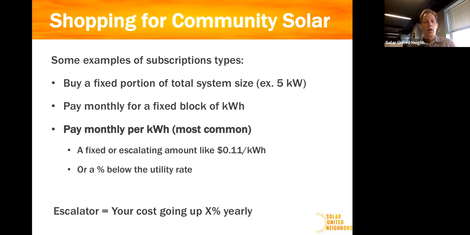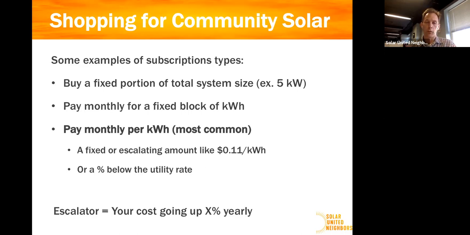And then the last one is paying monthly per kilowatt hour, which seems to be more and more common, and that comes in a couple different forms. One is a price per kilowatt hour. So let's say your utility company charges 12 cents a kilowatt hour, and that means the whole price for all of the different charges that are on the bill. The community solar subscription might be 10 cents or 11 cents. And that rate might be flat for the entire length of the contract, or it might go up with what they call an escalator.